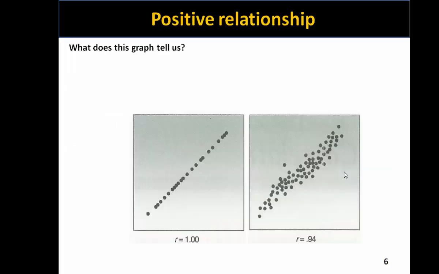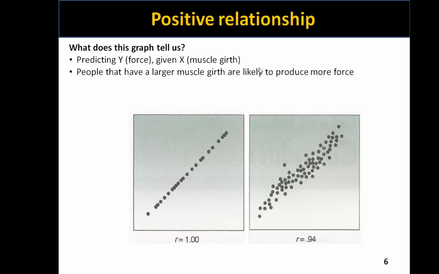And in doing so, we can then test the relative accuracy of a prediction. So when we take a look at some positive relationships, in these two examples, we're going to predict muscular force, how strong a person is given the size of their muscle, muscular girth. So is muscular girth a good predictor of how much force a person will generate? And so with the idea that people with large muscle girths are likely to produce more force.